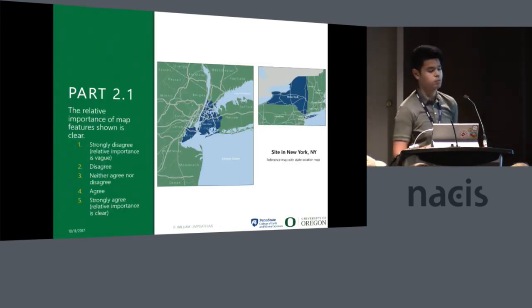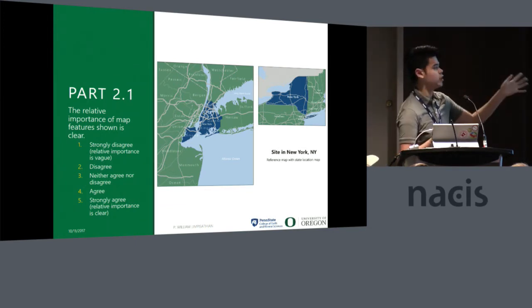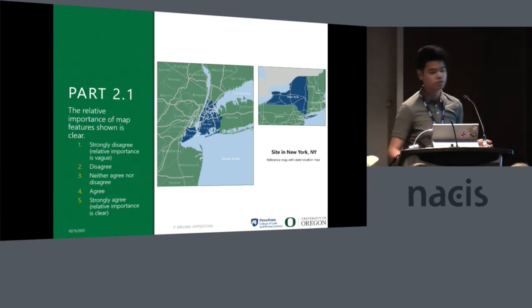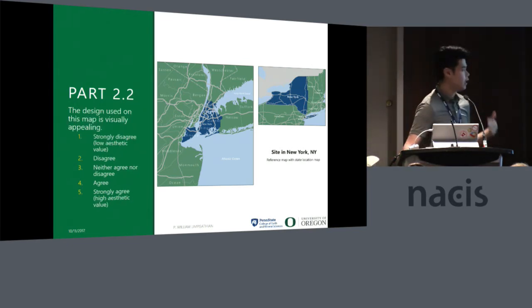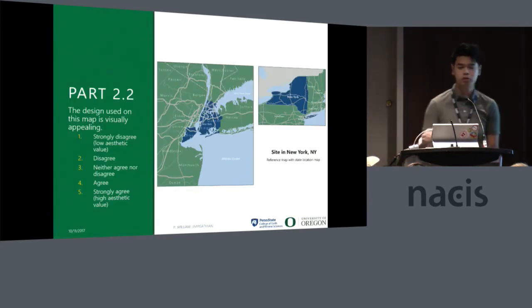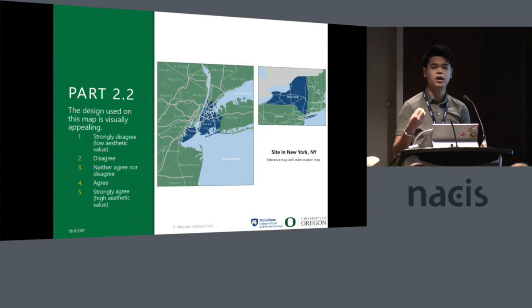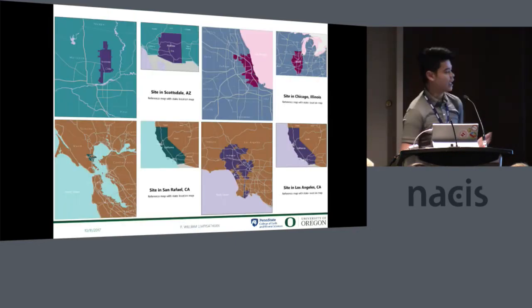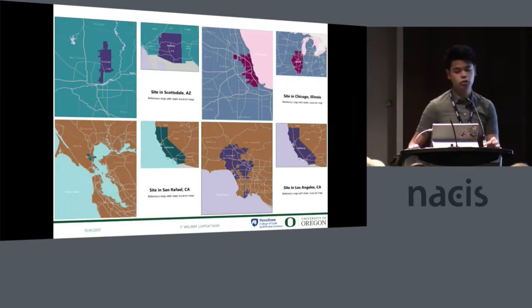In part 2, we asked them to respond to 2 statements. The first one asks whether the relative importance is clear to them. So now we're asking them about the clarity of visual hierarchy in the map. The map now is more realistic. It has a locator, and it has labels. And in part 2, we asked them again whether this map is visually appealing. So it's touching on the aesthetic preference for the map. Again, they do this for 4 other maps, so 5 maps in total.